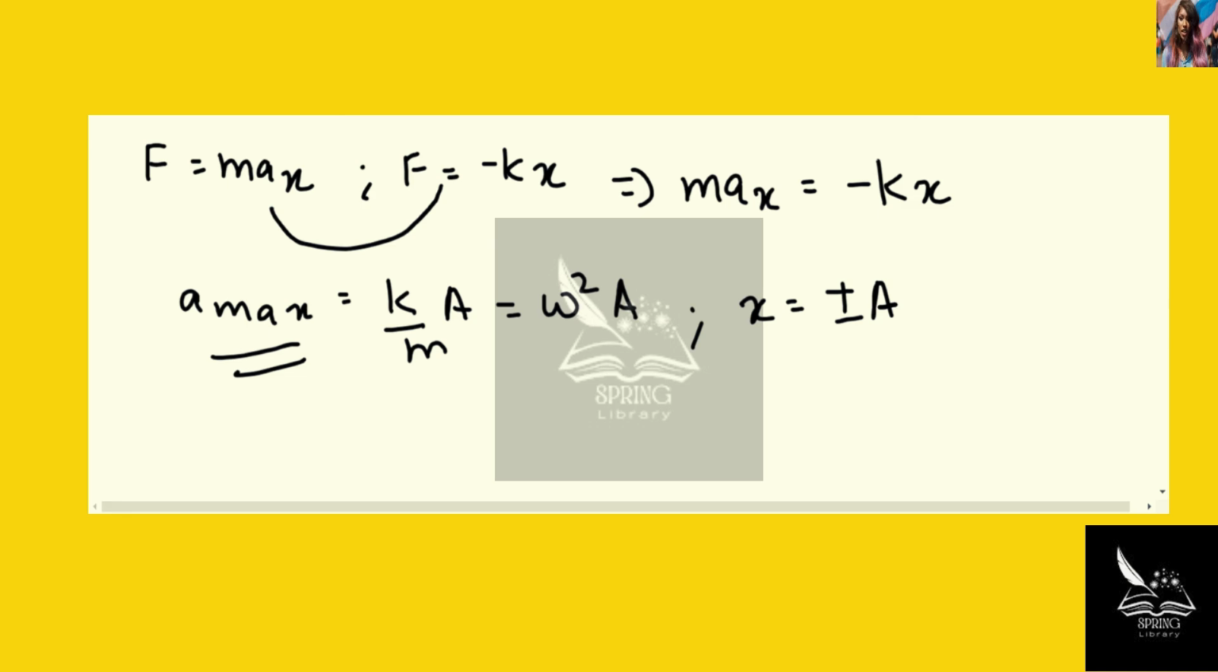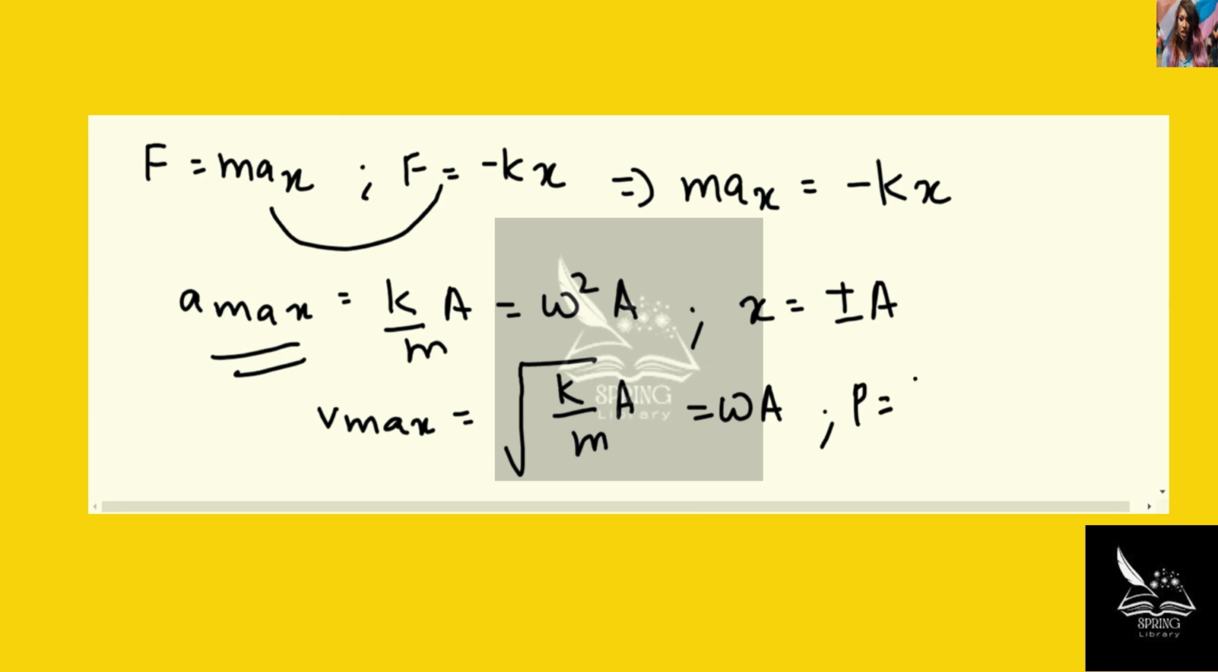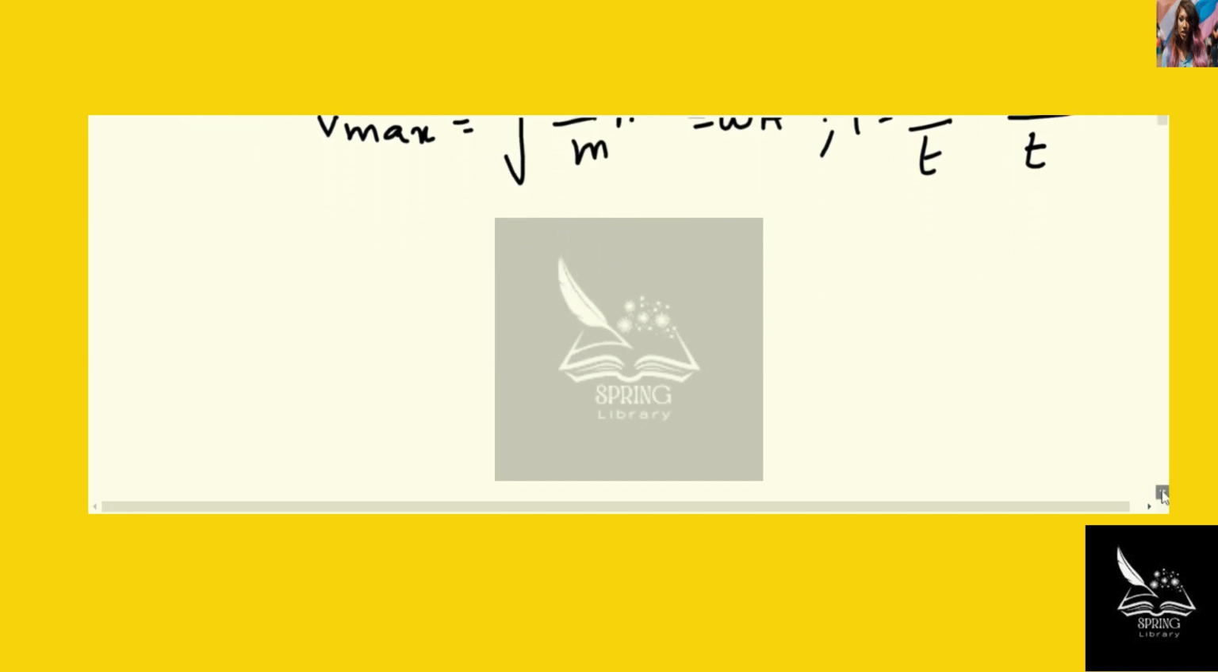From this we can find out V max. What is the value of V max from this? Root of k upon m into a, which is equal to omega a. And power is equal to work upon time, that is equal to delta K upon t. So these are the basic equations that we require to solve our questions.